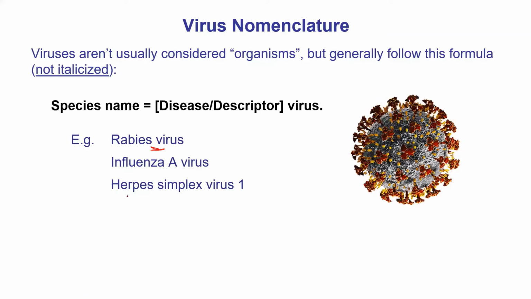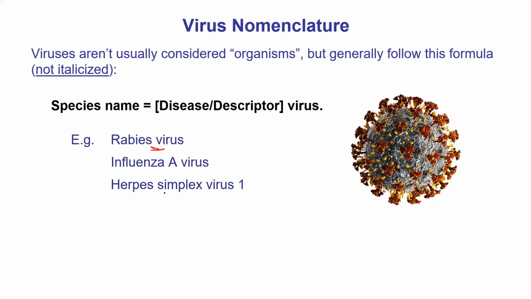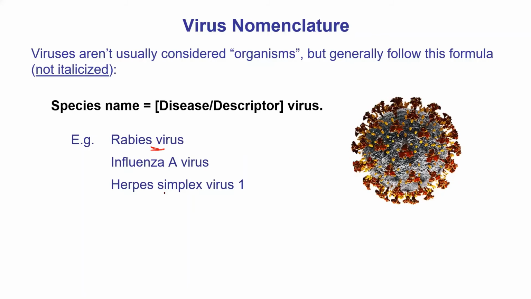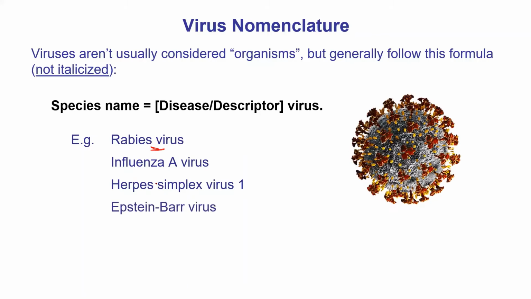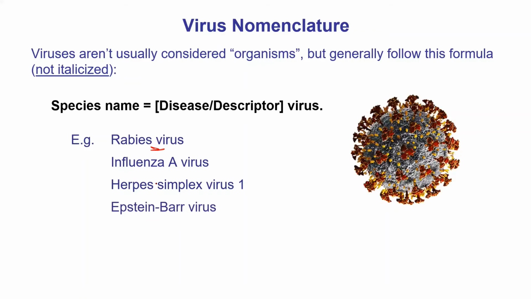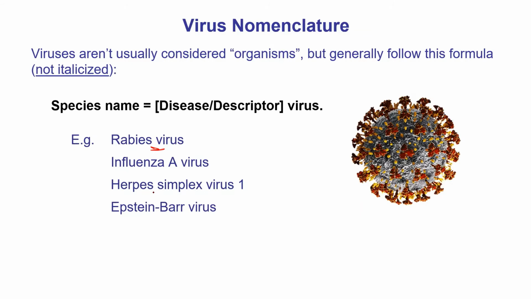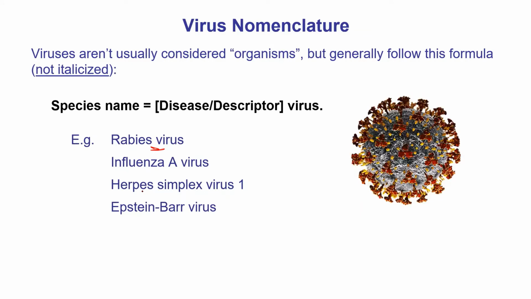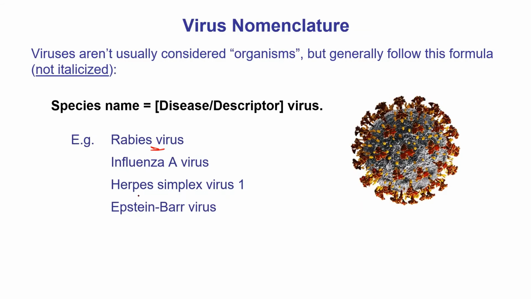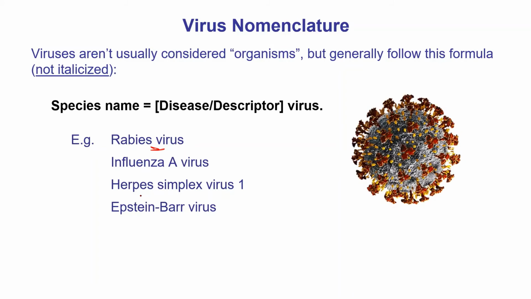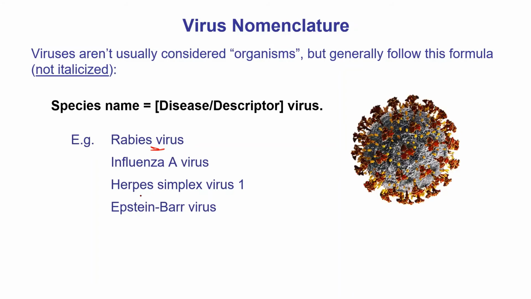Herpes simplex virus. As you can imagine, that causes a type of herpes, so that would be oral herpes, which is also known as cold sores. Sometimes named after scientists, so Epstein-Barr virus, that's two scientists, and I don't think they actually discovered it, but I think that they studied it and learned that it is the virus that causes infectious mononucleosis, so mono, if you've ever had that.